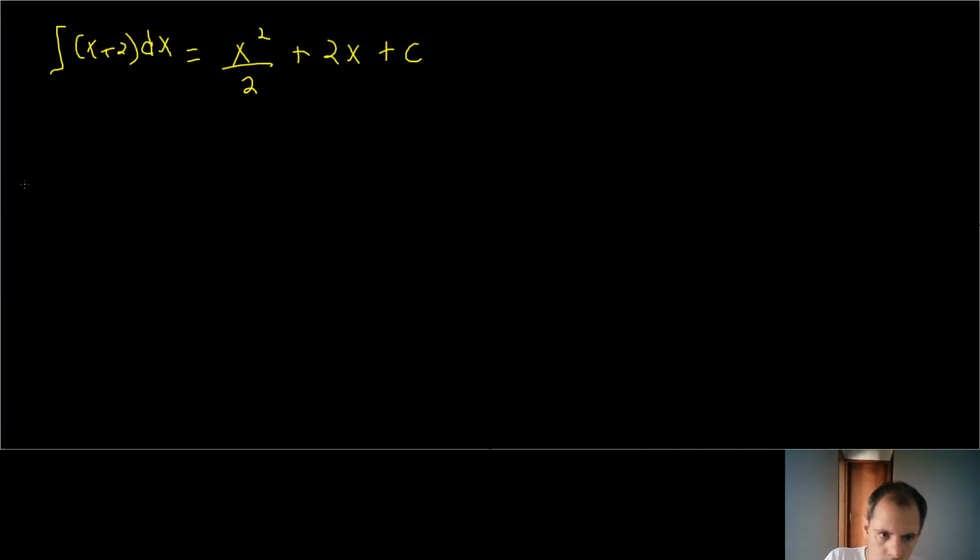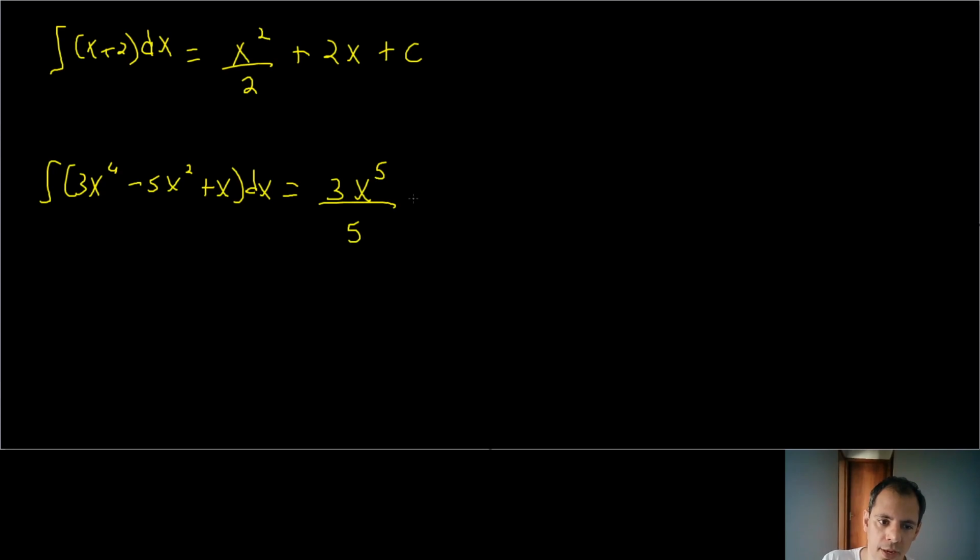Another one: the integral of 3x to the 4th minus 5x squared plus x dx. Do that. It's going to be 3x to the 5th divided by 5, minus 5x cubed divided by 3, plus x squared divided by 2, plus c.